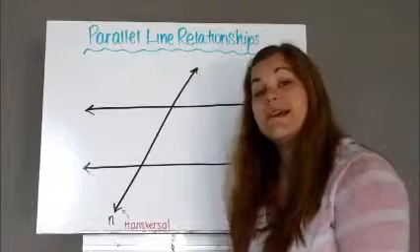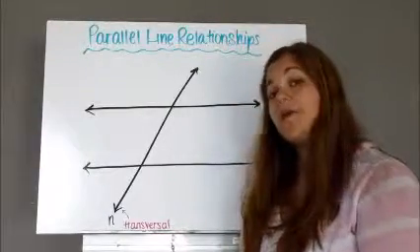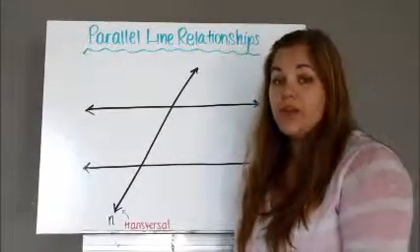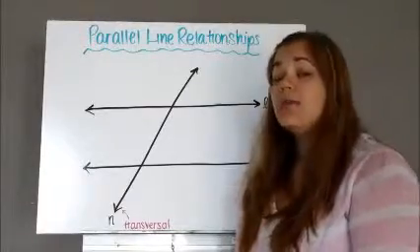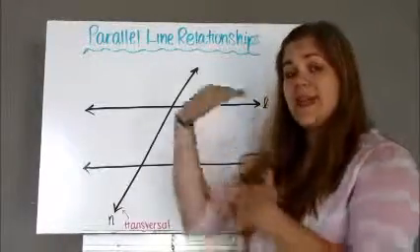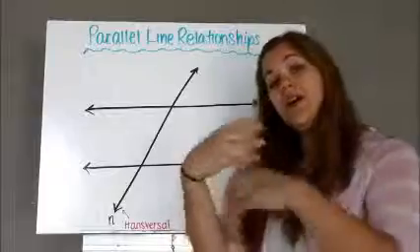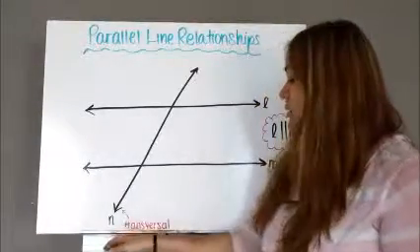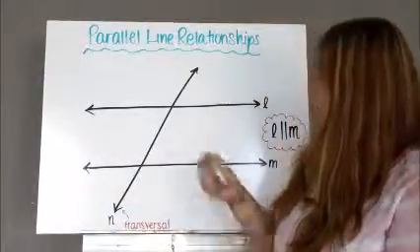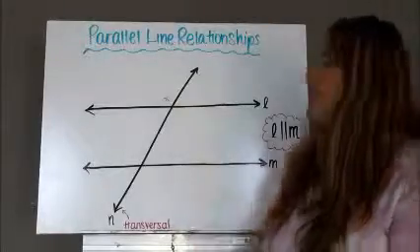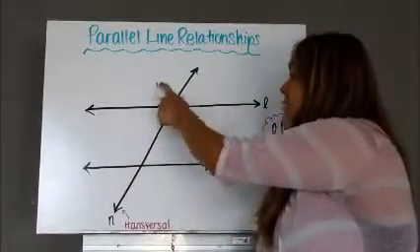The first one is corresponding. There are corresponding angles when two lines are cut by a transversal. Those corresponding angles are in the same position on each parallel line. So let's take a look. If I were to say, okay, well here I have this angle that I'm looking at right here. So I'm looking at this angle.